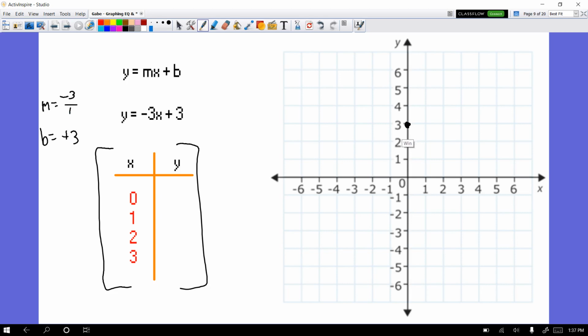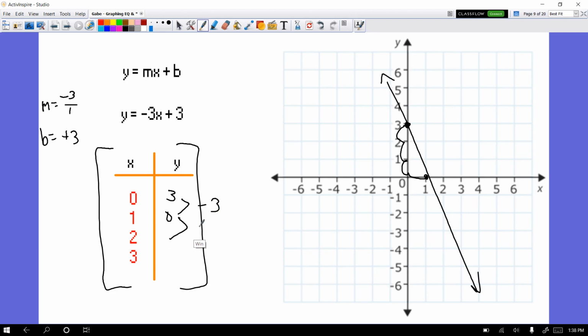So plot it. So we already have 0, 3. Boom. It's right there. And then down 3, 1, 2, 3 over 1. And there's 1. All you need is 2 points to plot a line. So that's 1, 0. Boom. You can see it decreased by 3, just like our slope.